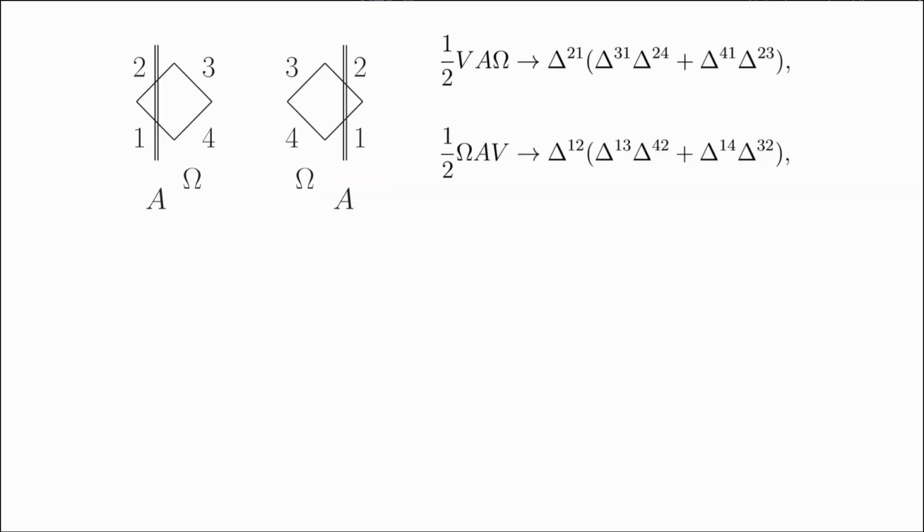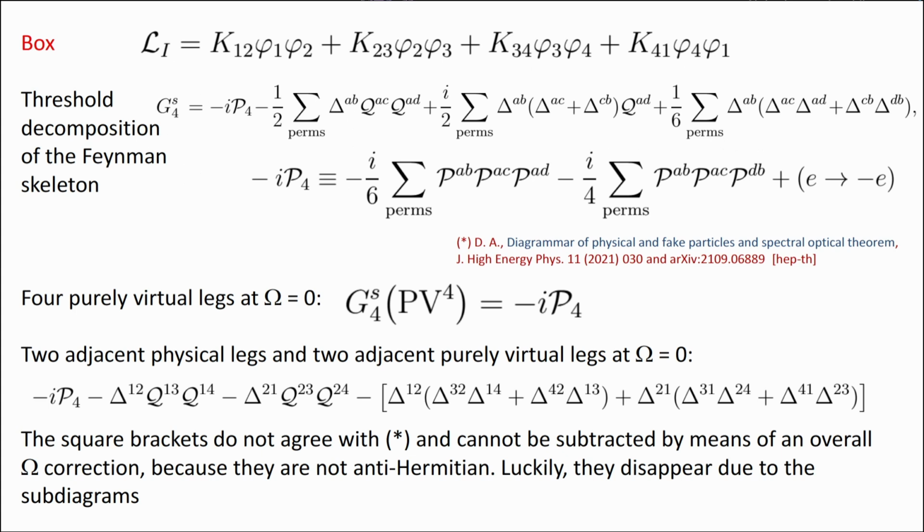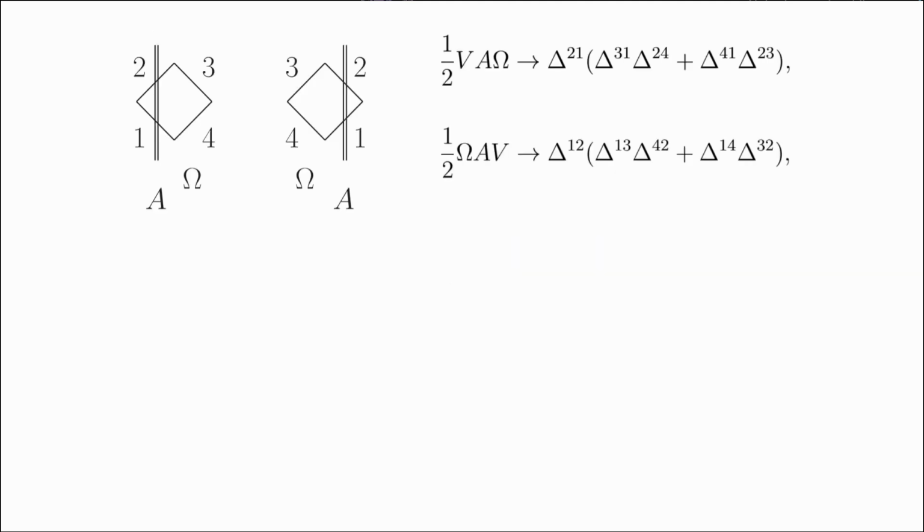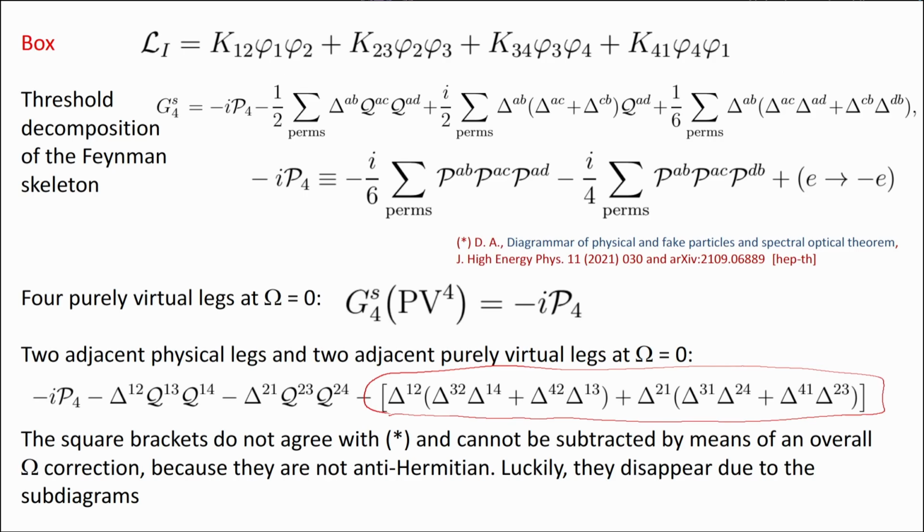And these are the square brackets here. In this case, I was too quick: they cannot be subtracted by means of an overall anti-Hermitian omega correction, because they are not anti-Hermitian. They are Hermitian. Luckily, they disappear by themselves, because we are in the case, let's repeat, of 2 adjacent physical legs and 2 adjacent purely virtual legs.